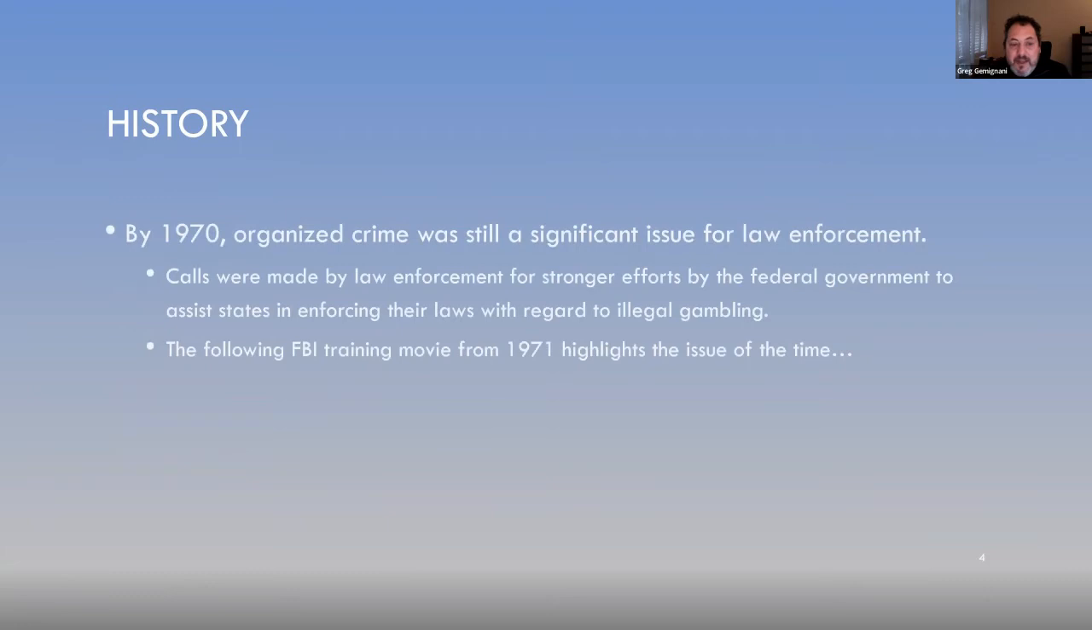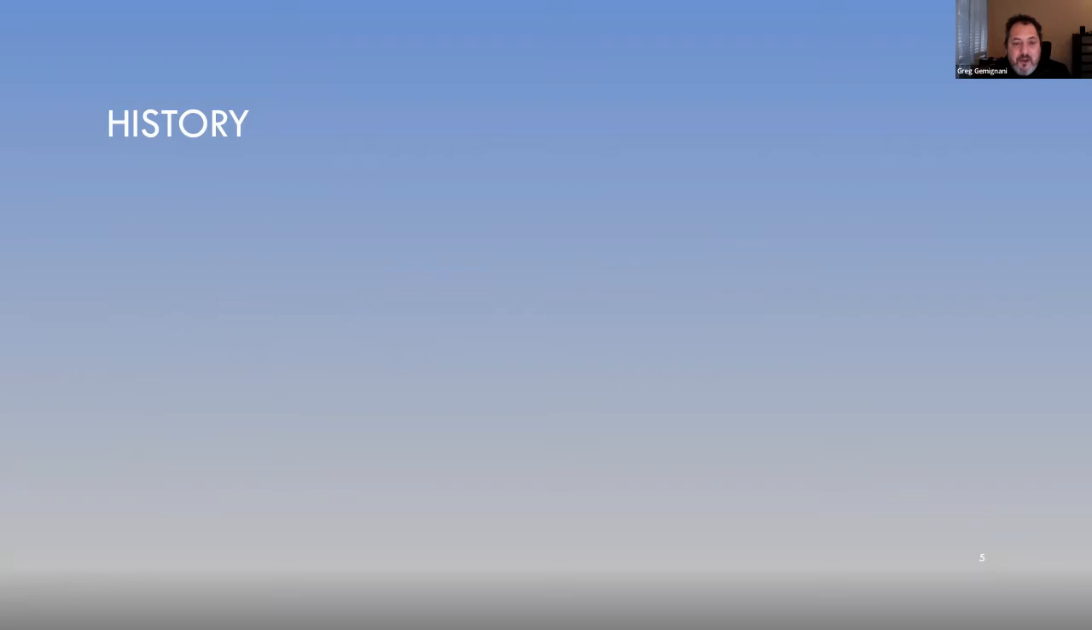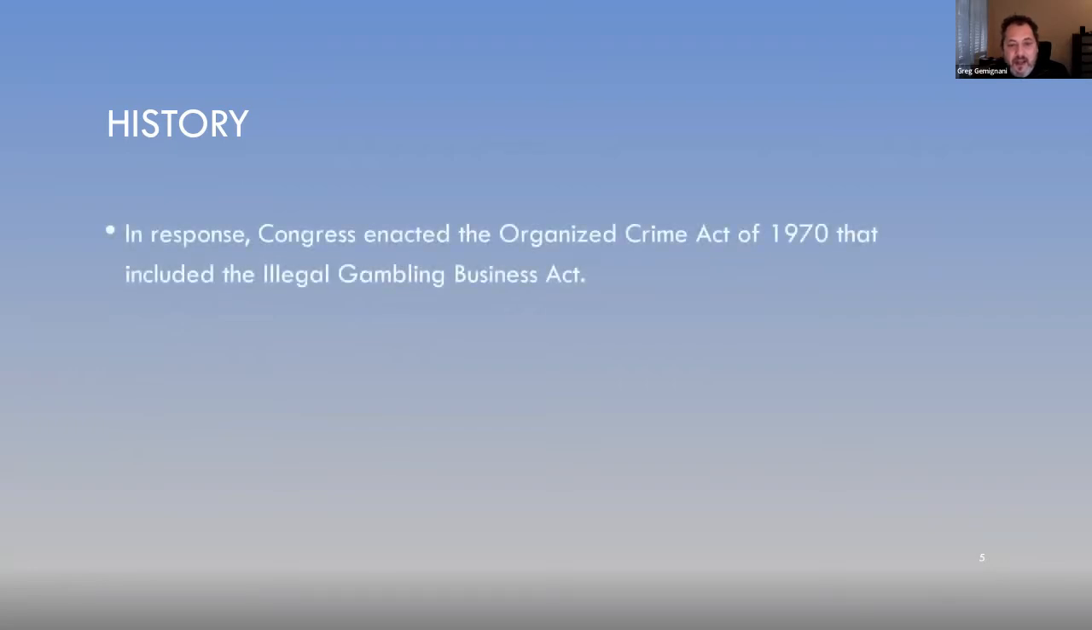Again, we're talking about the Illegal Gambling Business Act. In the 1970s, crime was still a significant issue for law enforcement. We saw that training film regarding the FBI. They gave you a pretty good idea of what gambling looked like back then, or at least what the FBI thought it looked like back then. And in response to that activity, Congress enacted the Organized Crime Act of 1970 that included the Illegal Gambling Business Act.